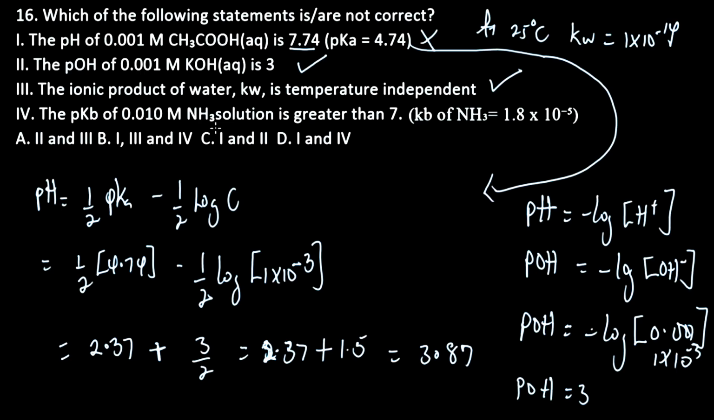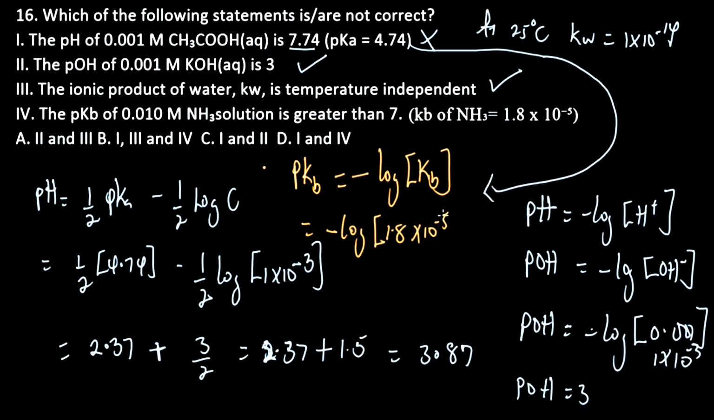So the last one, we need to calculate this. This is a weak base, and it's asking for the calculation of pKb. pKb is negative log of Kb. So the pKb of 0.01 molar ammonia solution is greater than 7. Let's confirm. This becomes negative log of 1.8 times 10 raised to power minus 5. So this becomes 4.74, rather. So this is the answer. So this is also wrong. So the right options are 2 and 3. So option A is correct.